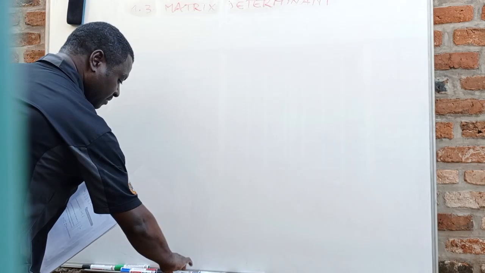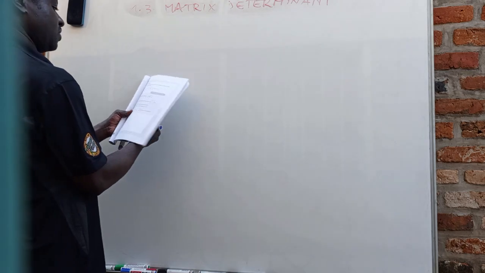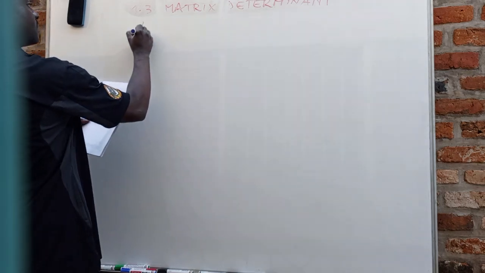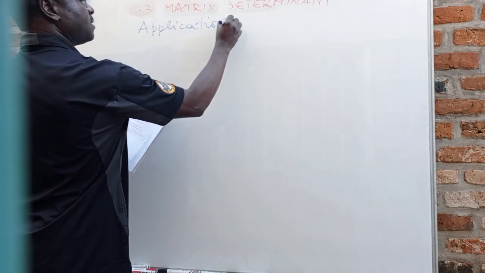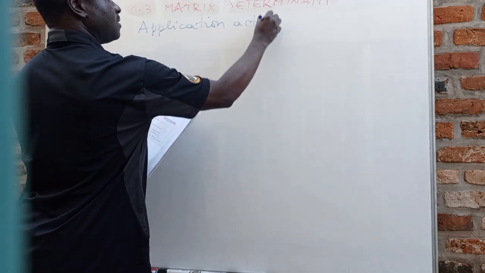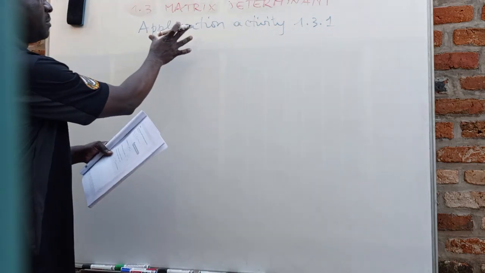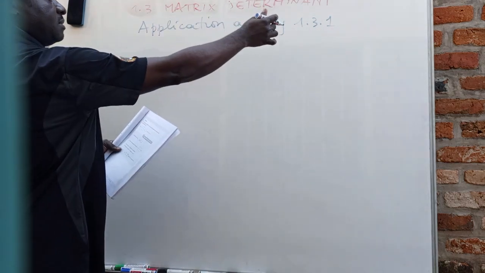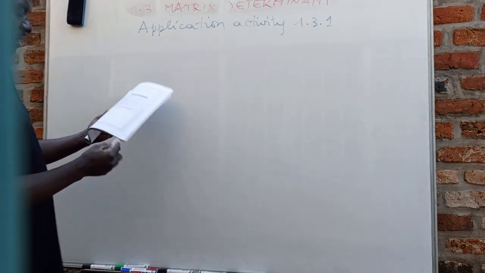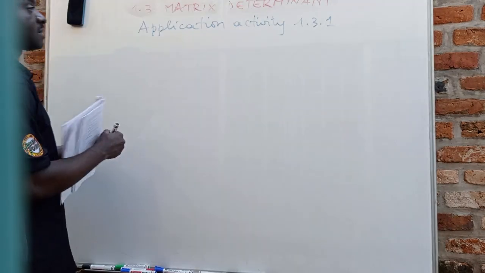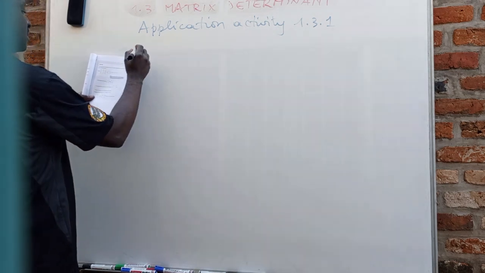Let us now write down the application activity. This is application activity 1.3.1. Because last time we talked about learning activity 1.3.1. So now let me just write down this activity. Okay, so now here is the activity.